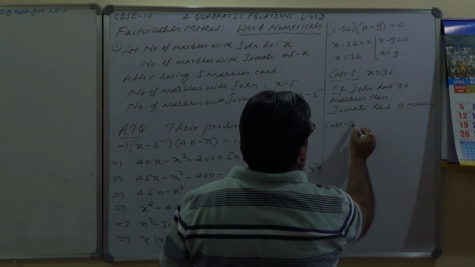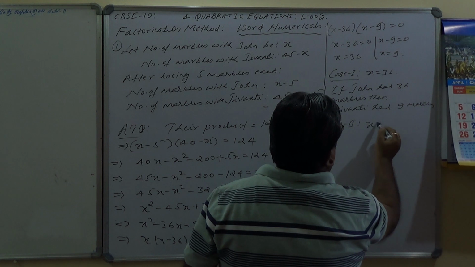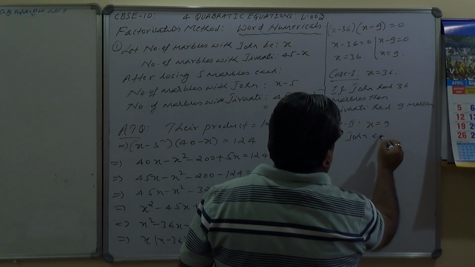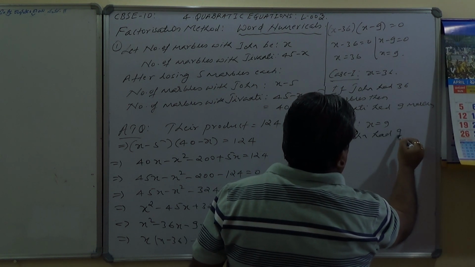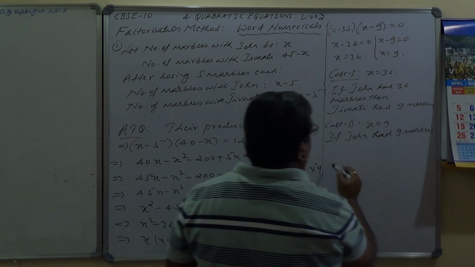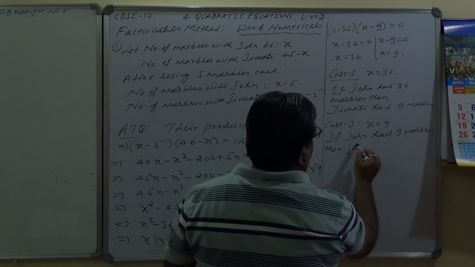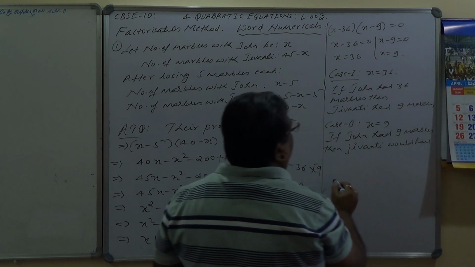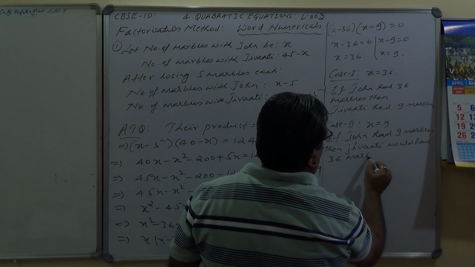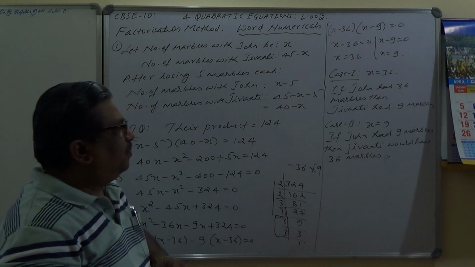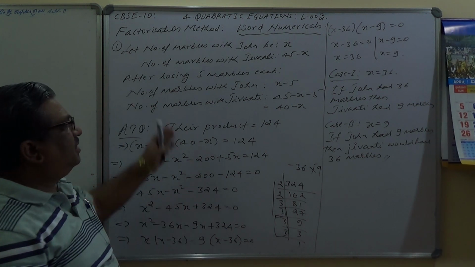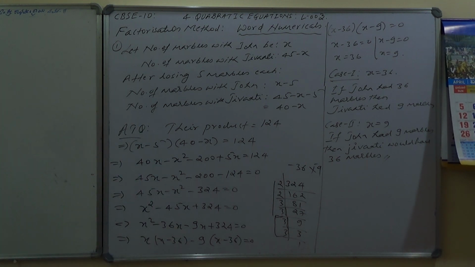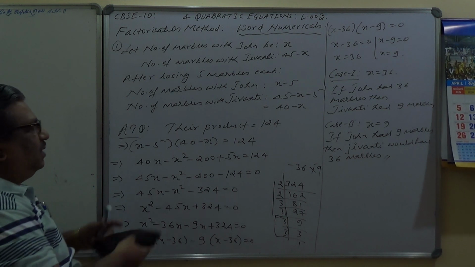Case 2: X is 9 here. If John had 9 marbles, then Jeevanti would have 36 marbles, because both put together will be 45. So this is the first question. Please note it down. I hope you have noted it down. We'll solve the second question now.